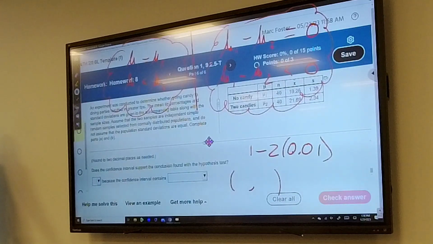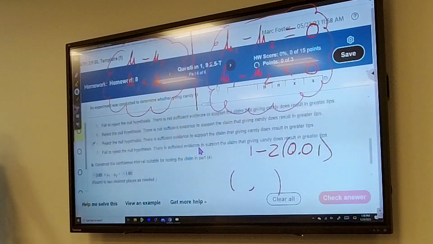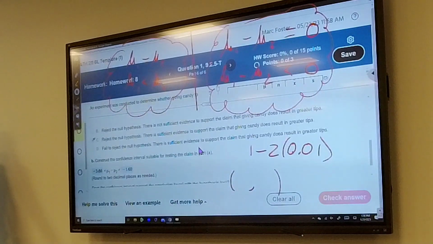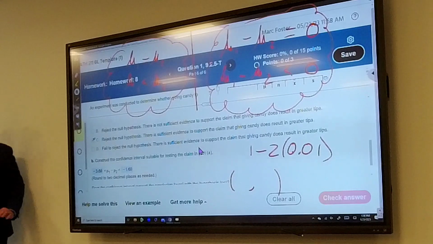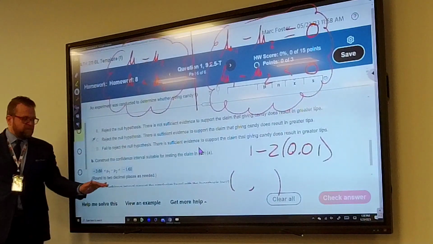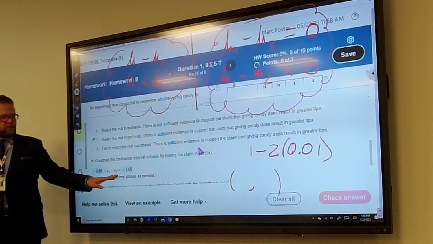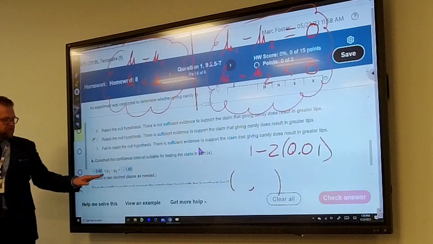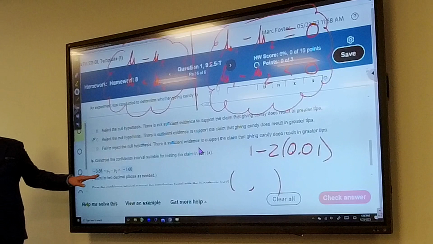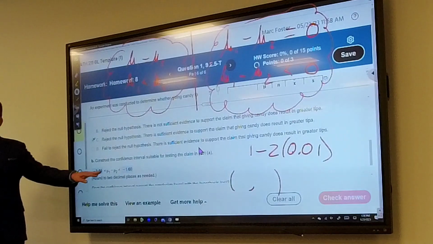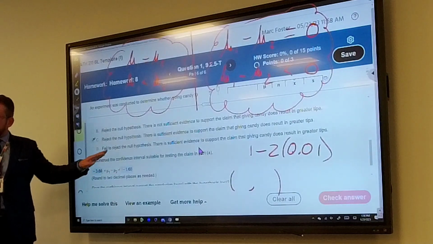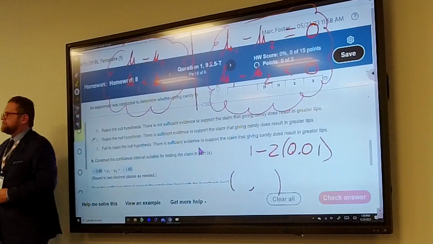The hypothesis test told me that yes, the people who got candy tipped more. The confidence interval is telling me how much more they tip. It's somewhere between $1.60 more and $3.66 more. How sure am I that it's between these two numbers? I'm 98% sure.